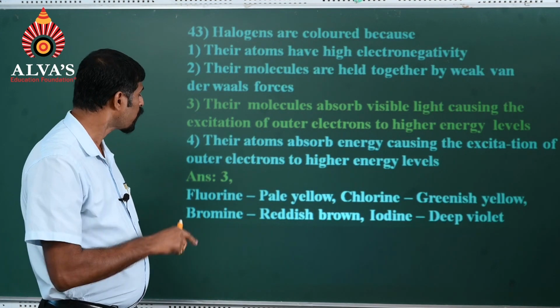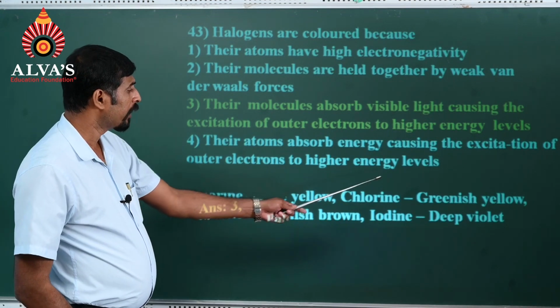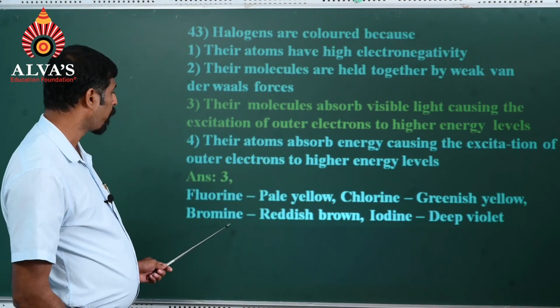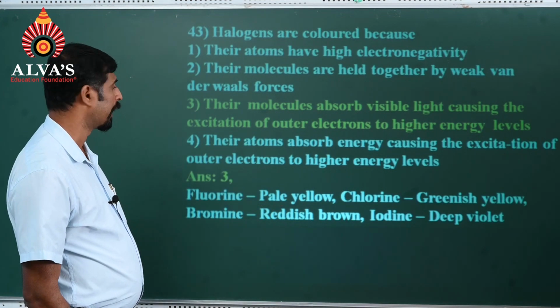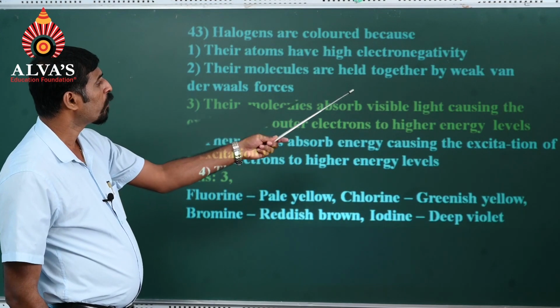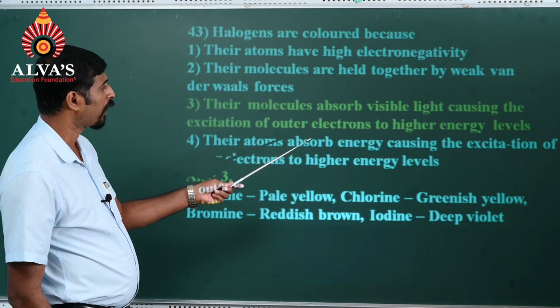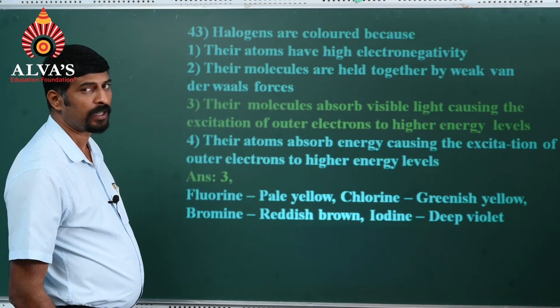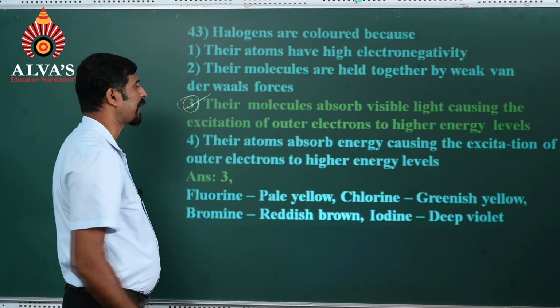Now, if you observe, fluorine is pale yellow in color, chlorine is greenish yellow, bromine is reddish brown, and iodine is deep violet. This is because their molecules absorb visible light, causing the excitation of outer electrons to a higher energy level. Therefore, option third is the right answer.